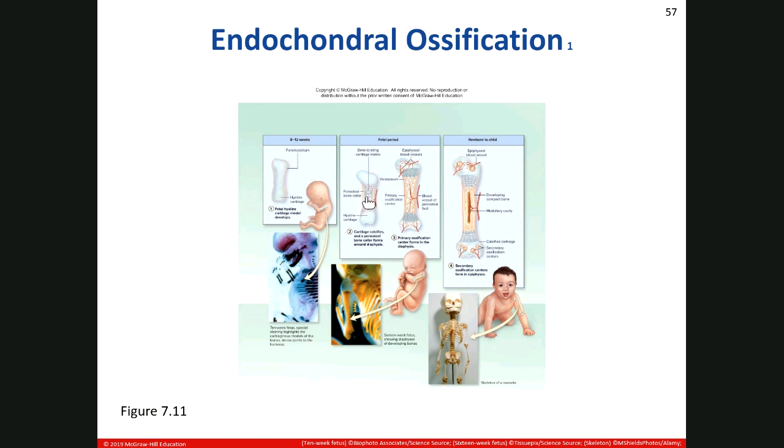They start laying down osteoid. The calcium that's in here is going to cause that osteoid to calcify, and we start to see the beginnings of bone tissue occurring along the diaphysis of our long bone. And so we call that the periosteal bone collar. That's the first part of this.